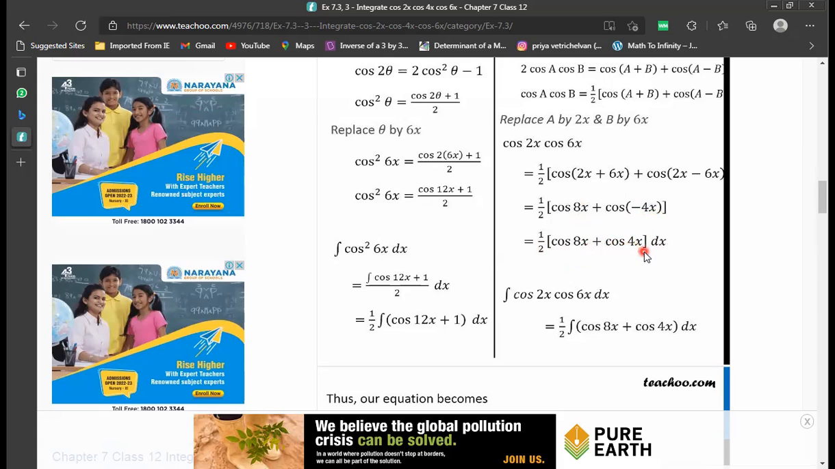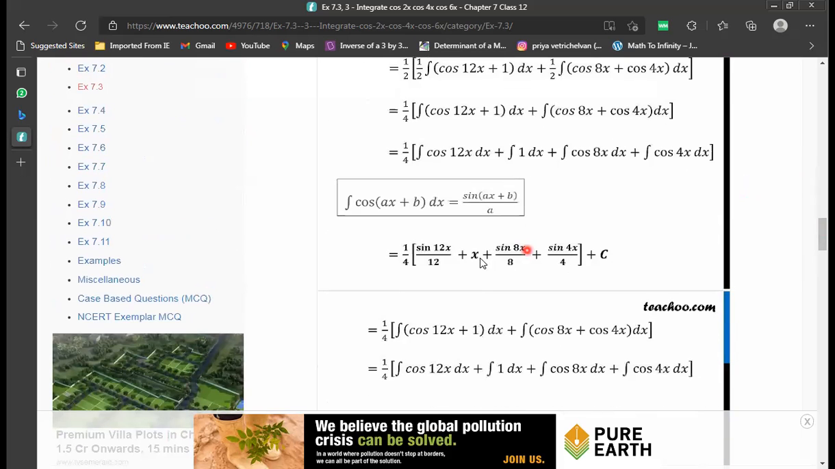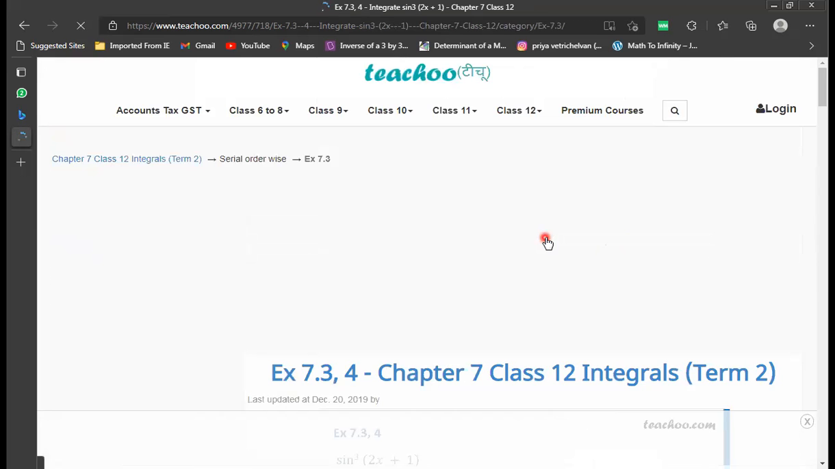We are not done with the integration. We just applied the trigonometric formula and we expressed it like this. So now you can split them by using the distributive rule. Like cos 8x is nothing but, what is integral cos 8x? Sin 8x upon 8. And integral cos 4x is nothing but sin 4x upon 4. Understood? Yes, ma'am.